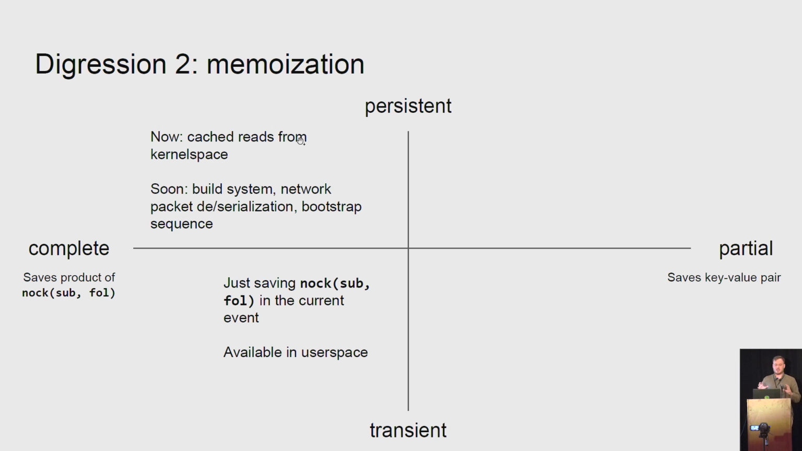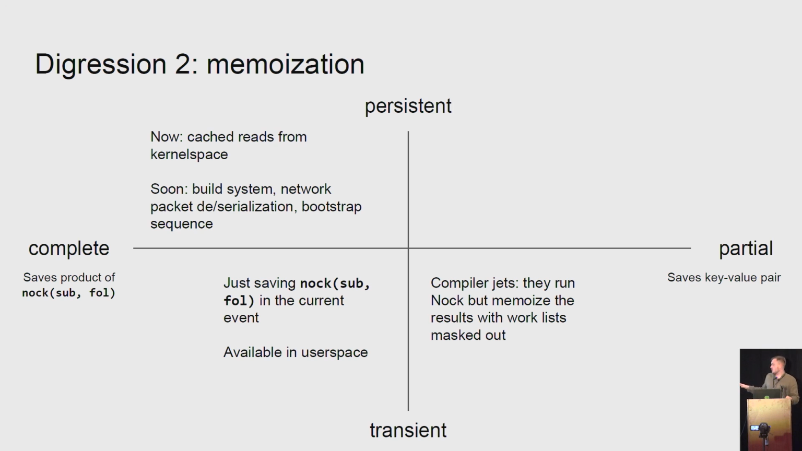So for example, right now we cache reads from the kernel space by the user space, but soon, for example, the entire build system would be cached that way instead of using explicit caches. Network packet serialization and deserialization would also be memoized in that way. And the bootstrap sequence itself: you take the already compiled Hoon compiler, you compile the new version of the Hoon compiler and so on. So you actually build this function that could also be memoized.